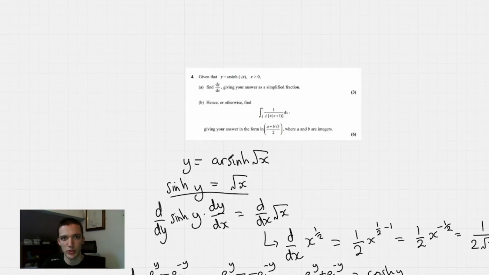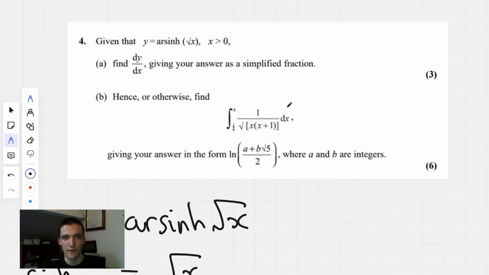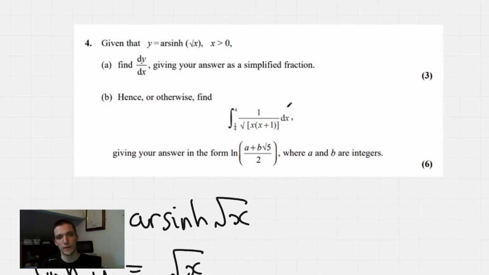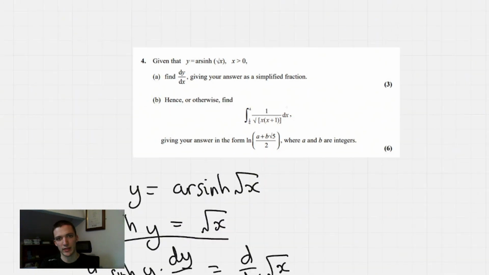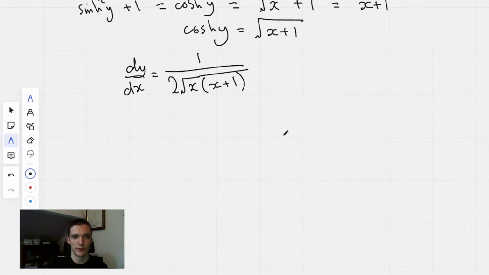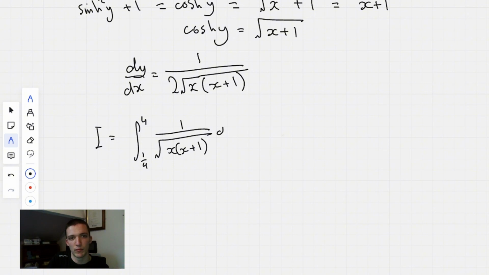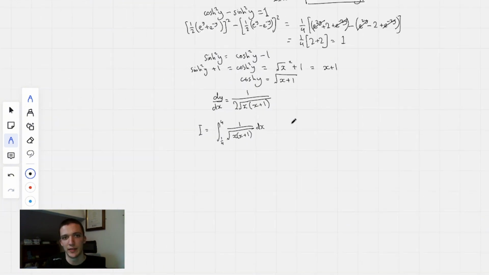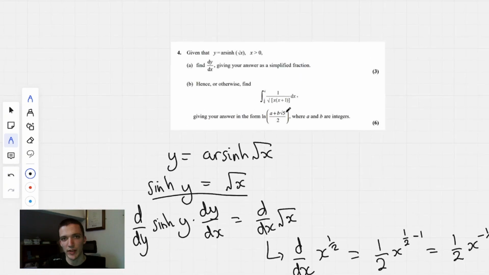Now, coming back to the question we had up here, we want to, hence or otherwise, which just means hence, find the integral from 1/4 to 4 of 1 over root x plus 1 dx. So let's get started. Now, of course, let's call it I. I is our integral from 1/4 to 4 of 1 over, it was root x, x plus 1 dx. Now, let me just check I've written that correctly. I have.